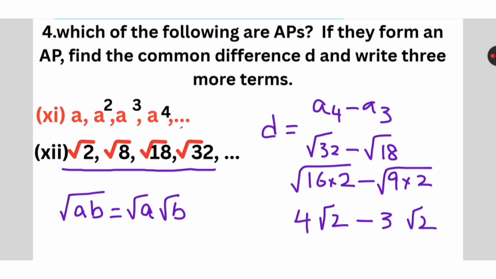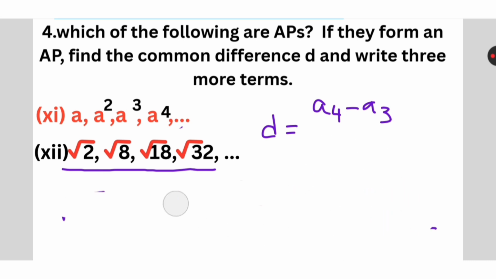4 root 2 minus 3 root 2. Here if you take root 2 as common, we are going to be left with 4 minus 3, which is only 1. So 1 times root 2, which is only root 2. When you do a4 minus a3, we are going to get only root 2 as a common difference.